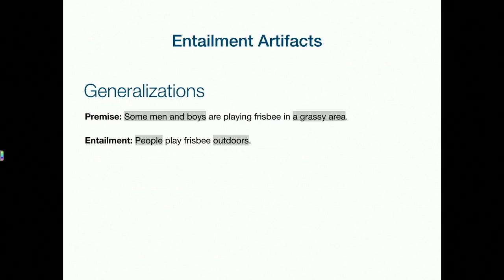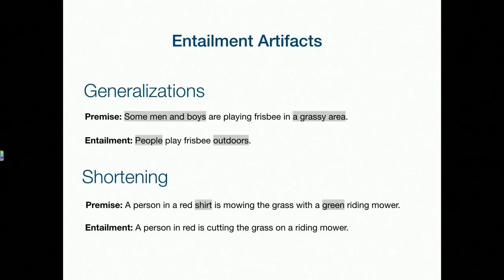So entailment artifacts included generalizations. We saw a lot of entailment hypotheses that were associated with premises like some men and boys are playing frisbee in a grassy area, and entailments having generalizations over entities in that text, people playing frisbee outdoors. We also see shortening, where specific words are removed from the premise. For example, here, the word shirt and the word green are removed to just create the entailment hypothesis.